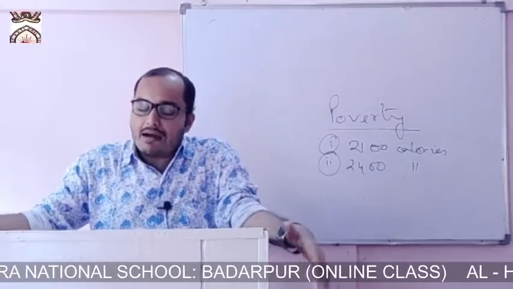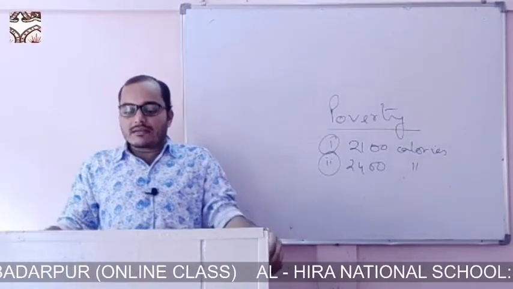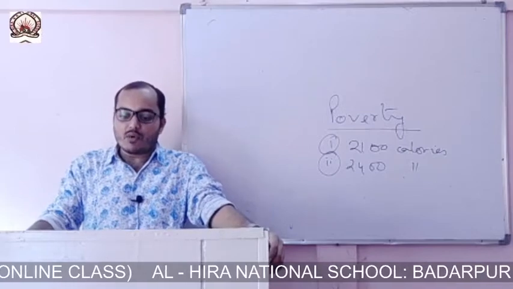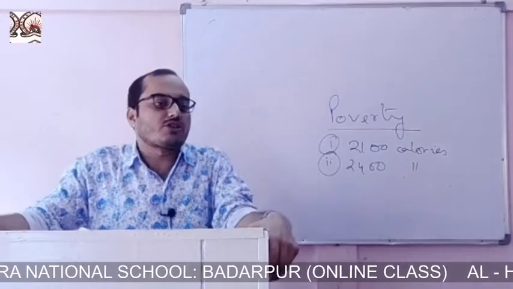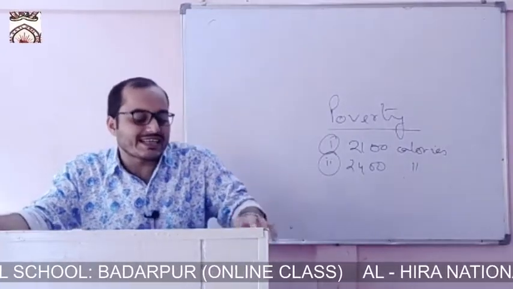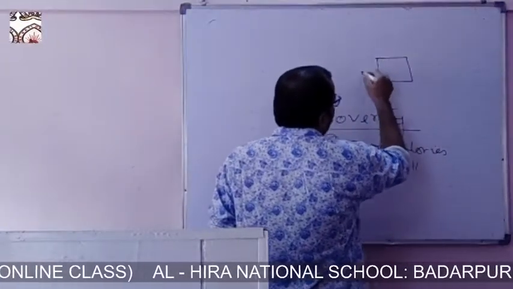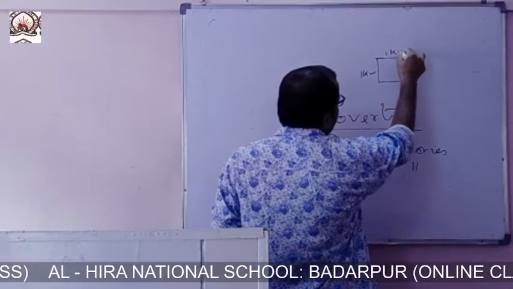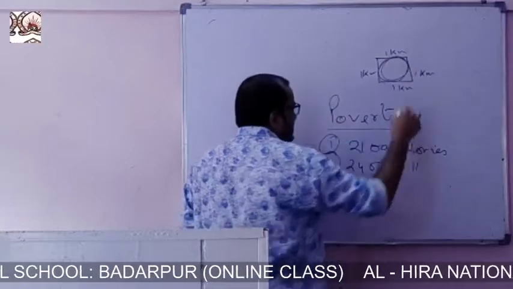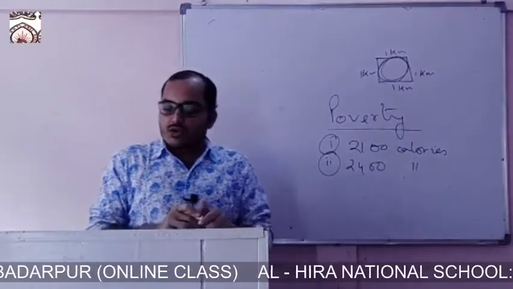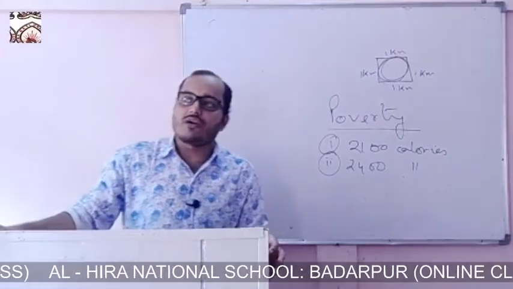Now, the population density of India is 382 people, and the highest population density is in West Bengal, at 1029, and the lowest is in Arunachal Pradesh, at 17. Population density is the number of people living per square kilometer of area. How many people are living in this area? That is called the population density. So India's population density is 382, highest in West Bengal at 1029, and lowest in Arunachal Pradesh.